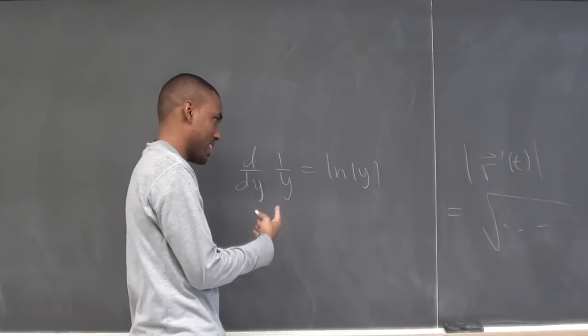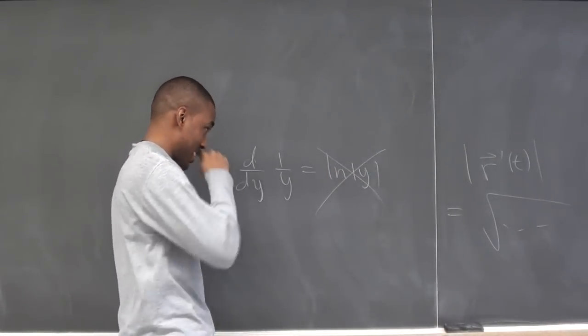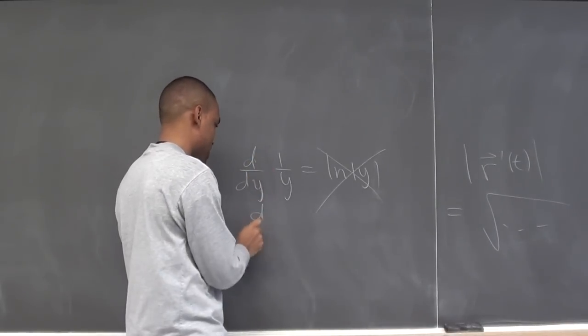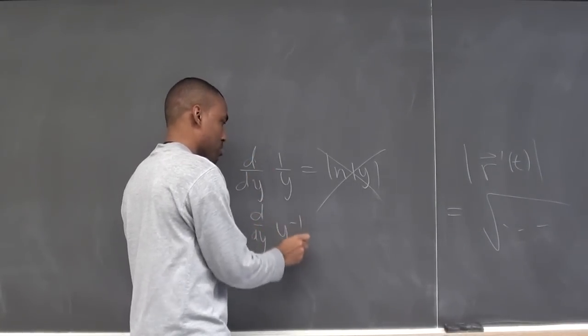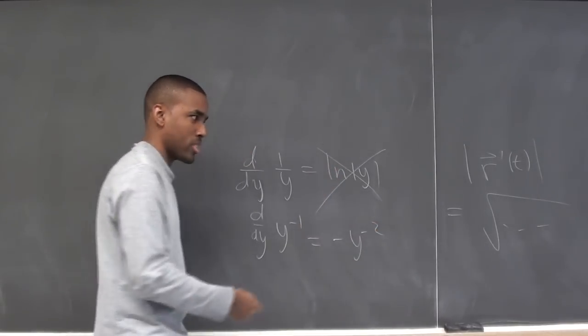A lot of people said this. Is this true? No. The integral of 1 over y is ln y, not the derivative, right? This is y to the minus 1. Yeah, the derivative is minus y to the minus 2. Exactly. A lot of people, I saw ln y's all over the place.